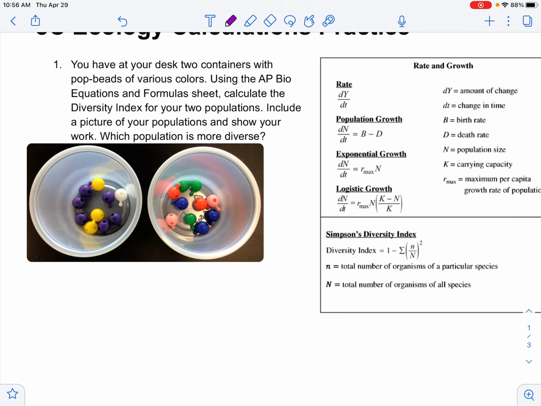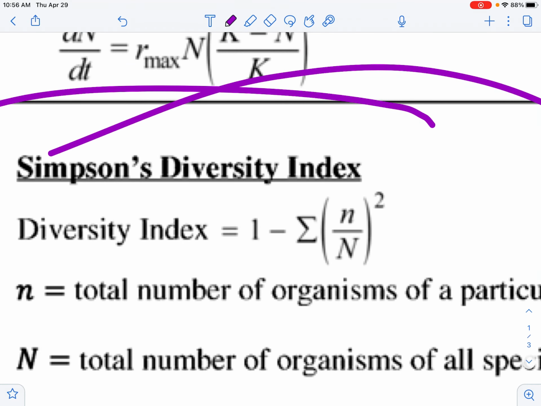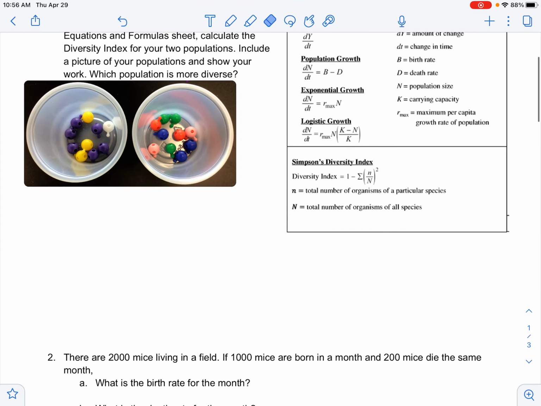Let's mathematically calculate the diversity index. We're going to take 1 minus the sum of each of the little n, where the numerator is each of the species, like 6 purple, for instance, and big N is the total population, so like 6 purple over 10 total. You square that, and then you add it to all the other ones. I'll show what I mean by that.